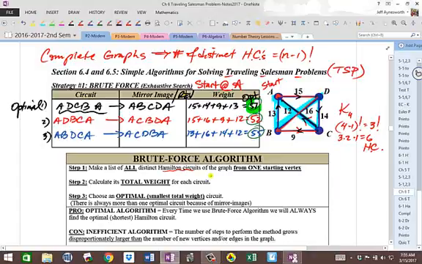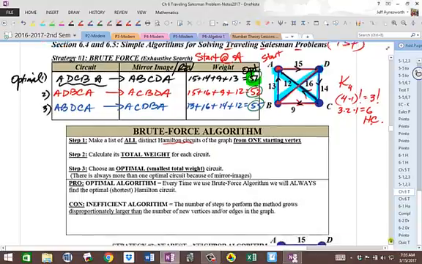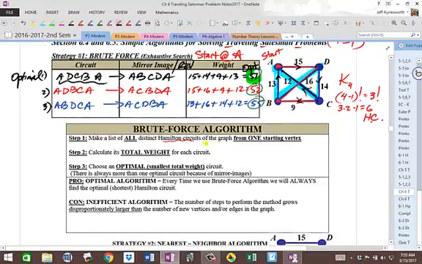So the brute force algorithm, let's go through it again, just to review. You make a list of all the possible circuits, starting at one particular vertex. In this case, I started at A. You know, in your homework, you'll have to read the problem and go with the flow on what they ask you to do. Or if they don't tell you, well, then you just pick a vertex and you list all possible circuits from that particular vertex. Okay, so then you list them all out, calculate the weights for each, and the optimal one is the smallest weight, or the least total weight. The least total weight. Optimal is the least.